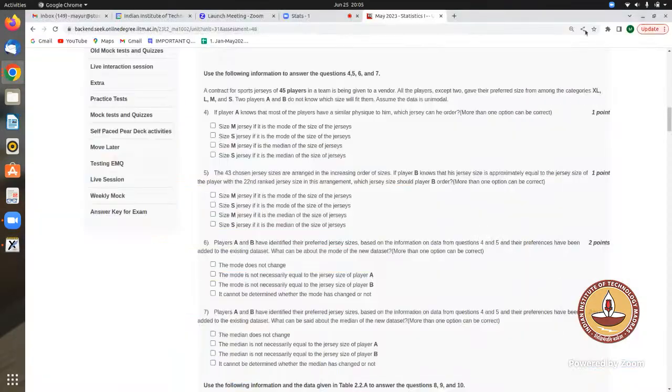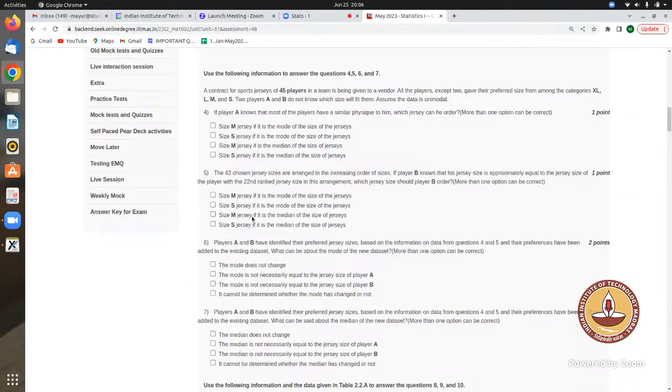Okay. Now option 1 is size M jersey if it is the mode of the jerseys. But we cannot be sure about the mode at this point, because this 22nd ranked jersey may or may not be the mode. We do not have that information currently. So this option does not work. This 22nd ranked jersey clearly gives us information about the median, right? Yes, sir.